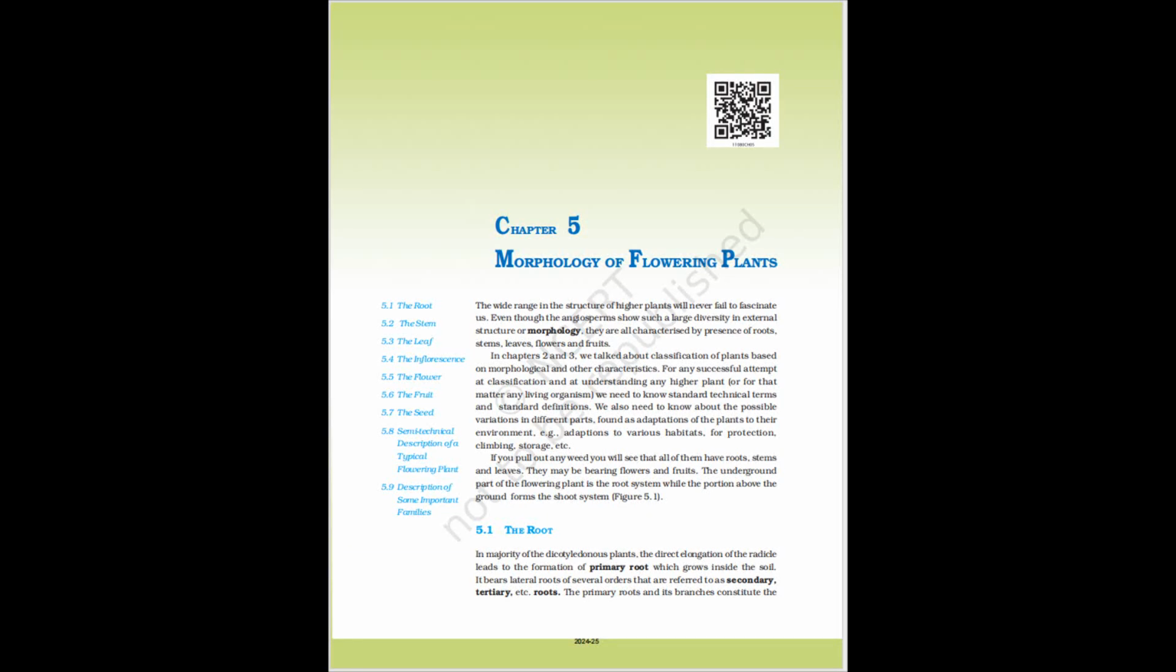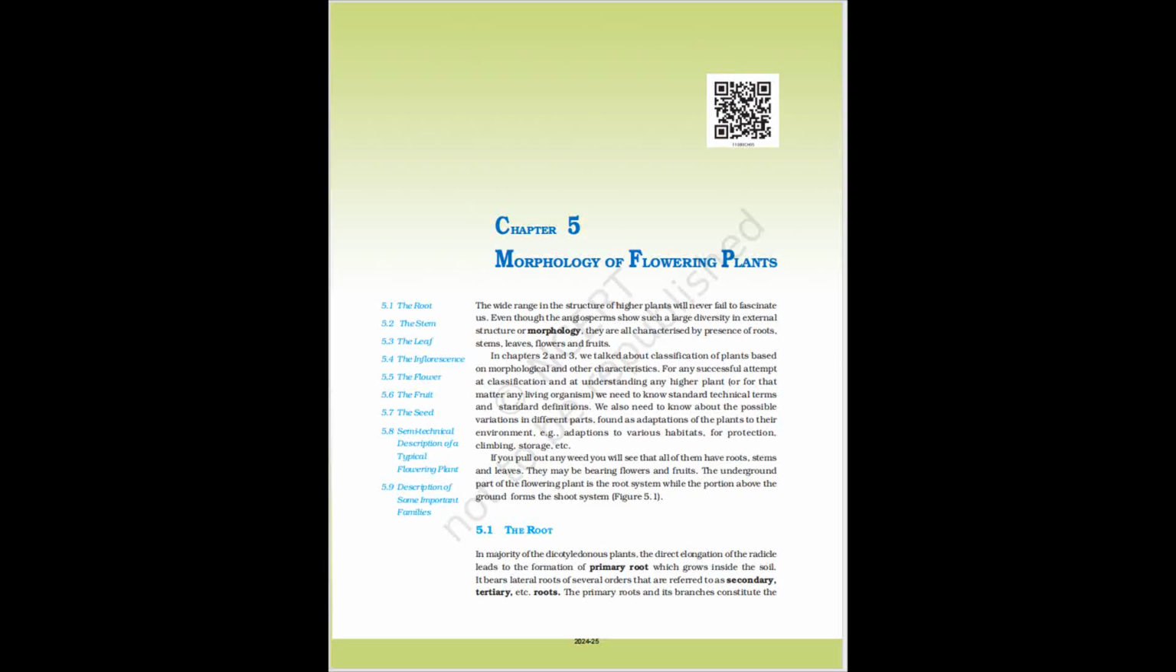Figure 5.1 Parts of a flowering plant. Root system. Shoot system. Secondary root. Primary root. Bud. Node, internode. Leaf. Stem. Fruit. Flower. Figure 5.2 Different types of roots. A. Tap. B. Fibrous. C. Adventitious. Laterals. Main root. Fibrous roots. Adventitious roots.